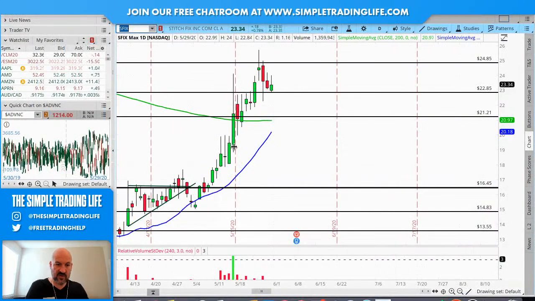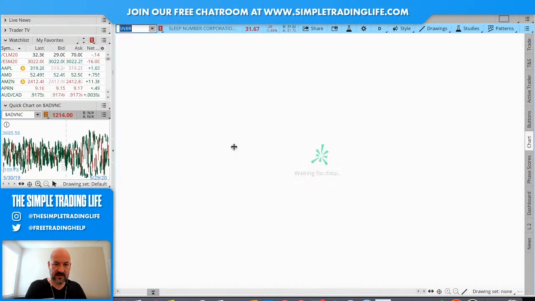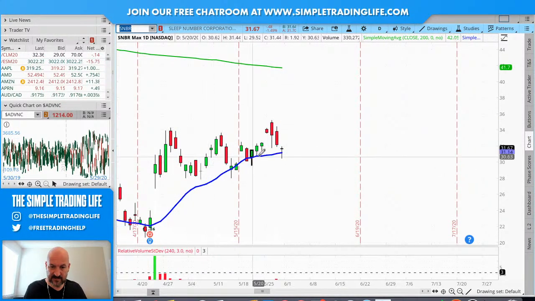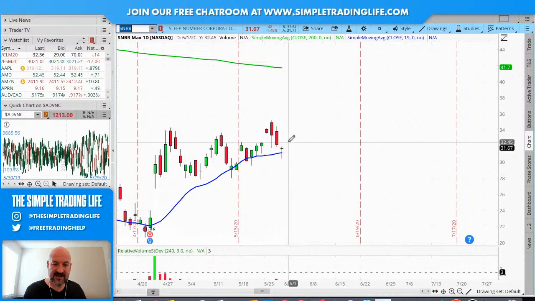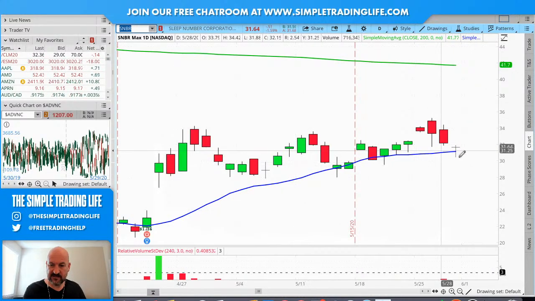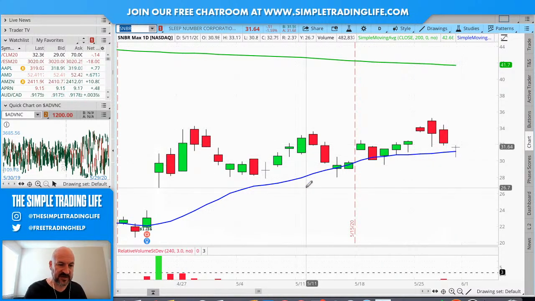SNBR, we only have two more. SNBR, this is Sleep Number. See if we have anything. Opened and went lower, okay. So we would have triggered at 31.64 down to 30.43. So a dollar and 23 cent move. You probably could have got $1 of that. And if you look at these candles, okay, probably would have made some money on that move, and then it reversed and it's come back up. It's forming a doji right now.